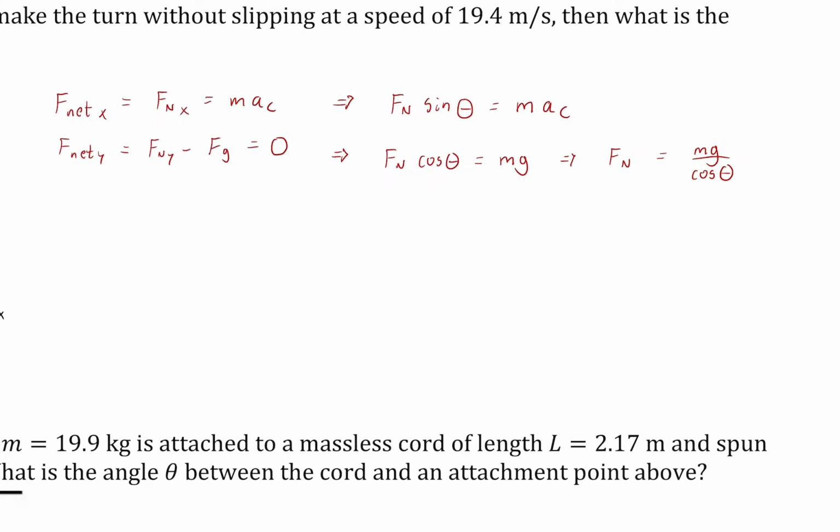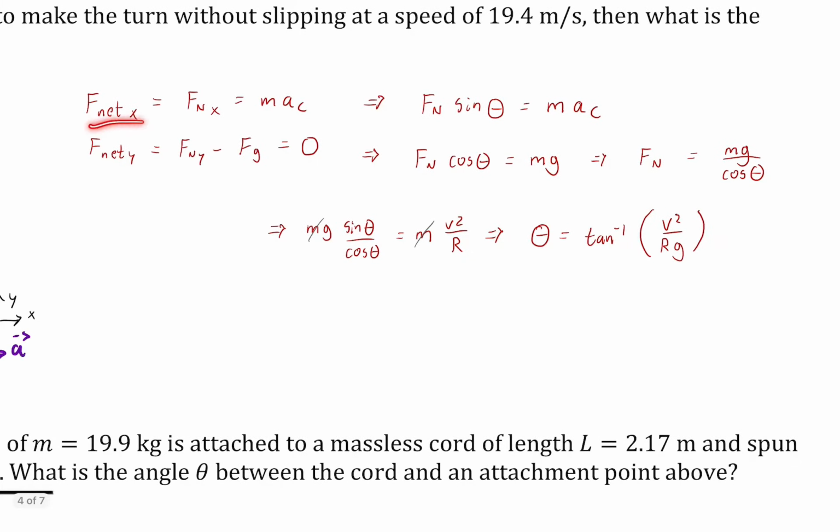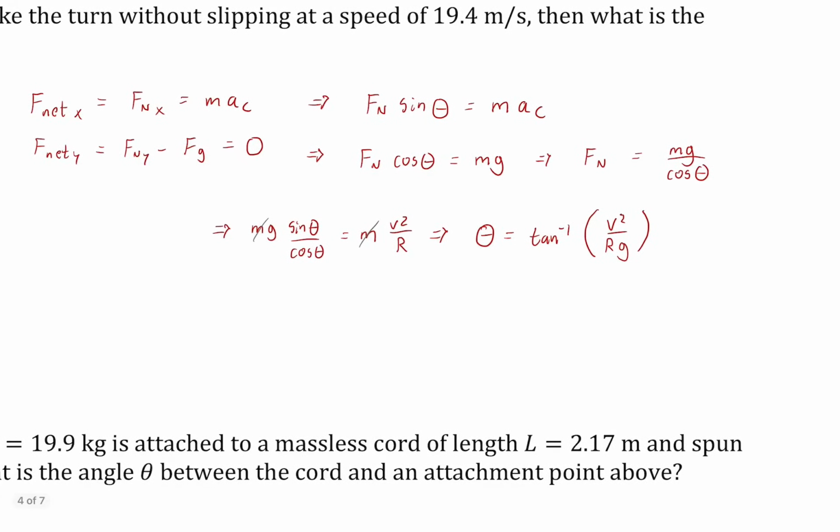Then I'm going to solve for F_N. So F_N has a value of mg divided by cosine theta. Then I'm going to substitute that into the F net x equation, because I used F net y to solve for F_N. When I substitute it in, I have a term which is mg sine theta over cosine theta, the sine theta because I've included this. So this is equal to this. Then that's going to be equal to mass times centripetal acceleration. Here I write centripetal acceleration as v squared over r.